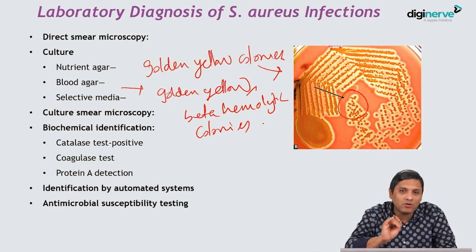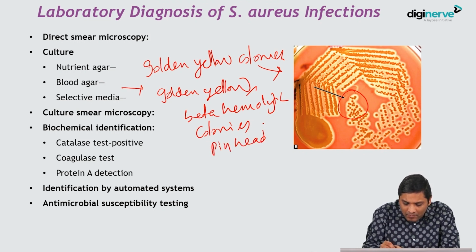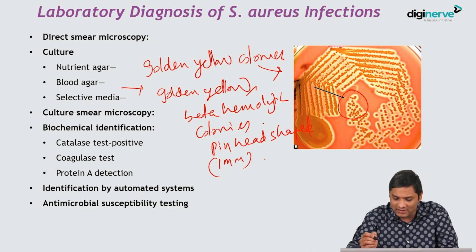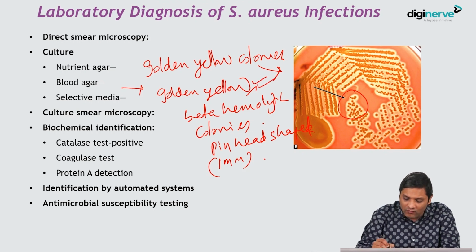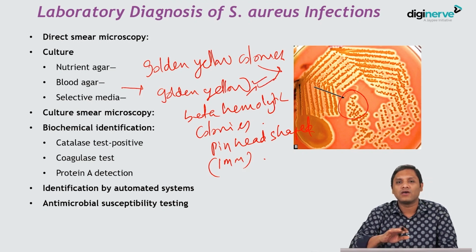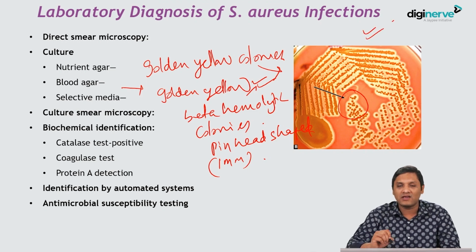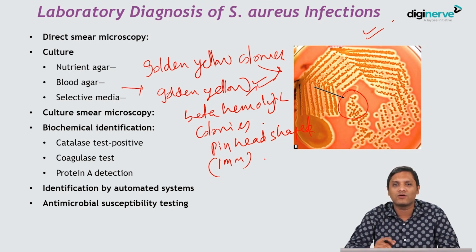They say that streptococcal colonies are pinpoint, whereas staphylococcal colonies are pinhead shaped. So a pinhead shaped colony is a little larger, around 1 mm in size or even a little larger, and typically they are golden yellow with beta hemolysis in the surrounding. This is a very important picture, a blood agar showing the colonies of Staphylococcus aureus.